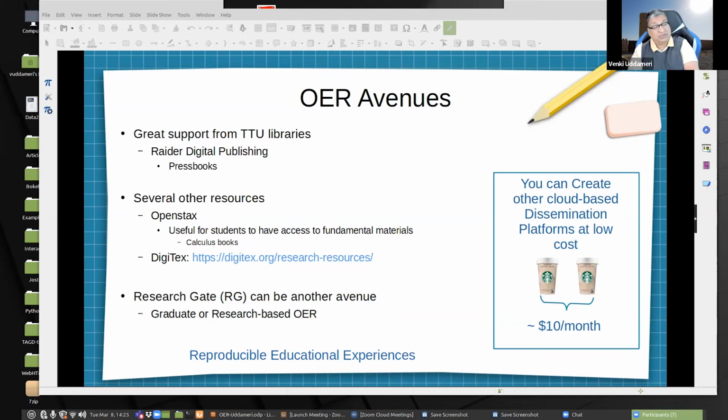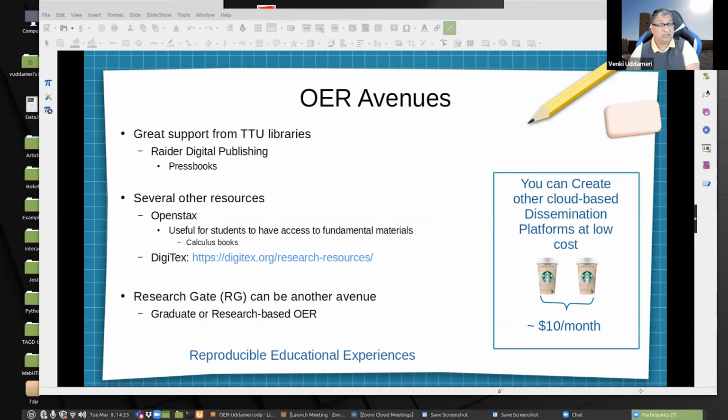Several other resources. OpenStax has quite a few books. They tend to be, at least on the engineering side, very focused on fundamentals. So I typically tell students, if you need to look something up in calculus or elementary probability, something that you've learned at the undergraduate level and don't have a textbook to follow, these books provide good avenues to get that material. So that's where I've used OpenStax.